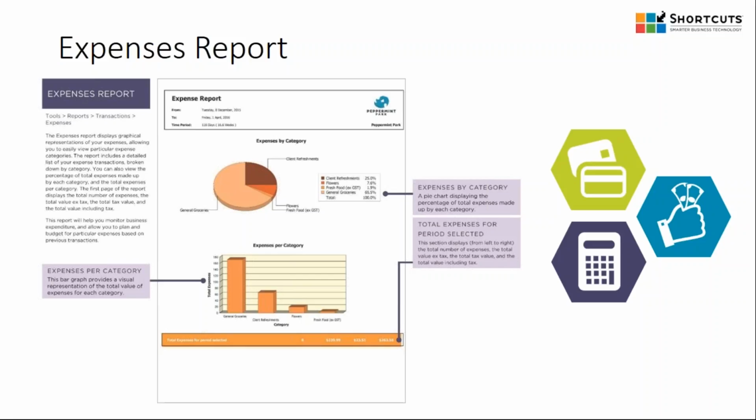The first page of the report displays the total number of expenses, the total value ex tax and total tax value, and the total value including tax. The report will help you monitor business expenditure and allow you to plan and budget for particular expenses based on previous transactions. So you can see how much milk is being bought each month within the salon, for example.